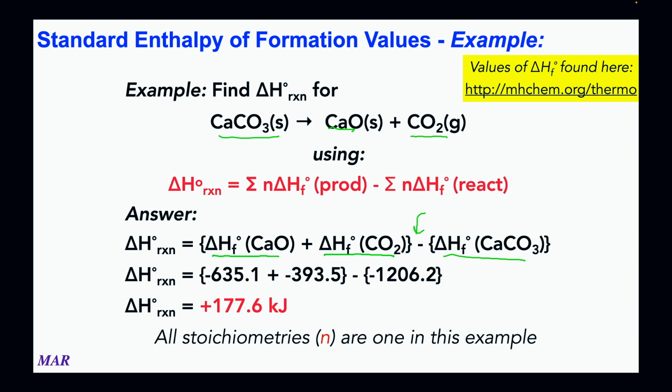Now, the only thing I sometimes see people getting confused about is you want to make sure you go products minus reactants. So that's going to be essentially like adding 1206.2 kilojoules. But at the end of the day, then, this heat of reaction is positive 177.6 kilojoules. So for calcium carbonate to break down to calcium oxide and carbon dioxide, it's going to be endothermic. It's a positive delta H value. And that's kind of a cool thing to know.